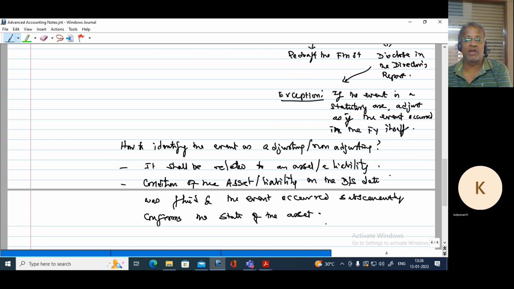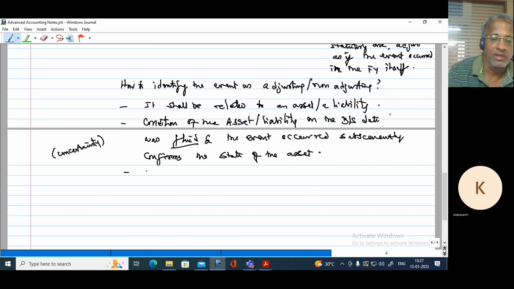What is that? The condition of the asset or liability on the balance sheet date was fluid. What do you mean by fluid? There is an uncertainty, a firmness is missing. This is the one we can't tell. It was fluid, and the event occurred subsequently confirms the state of the asset. The clarity which was not there, now you have brought out clarity. Because of that clarity, you are in a position to decide upon the value of the asset or liability on the balance sheet date. Correct?